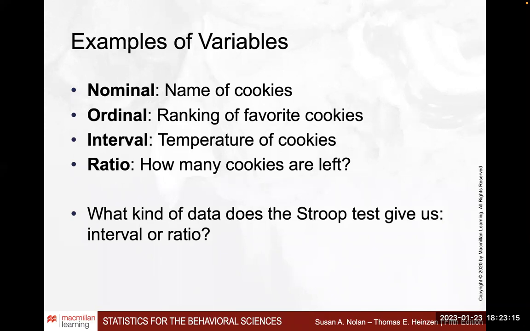An interval variable would be, for example, the temperature of the cookie. Is it out of the freezer? Has it been on the counter? Or is it something that I just warmed up in the stove? That is the interval variable. Another ratio variable is the count of the cookies. How many cookies do I have left? Do I have 10, 5, or none, which is 0? That's the meaningful 0.